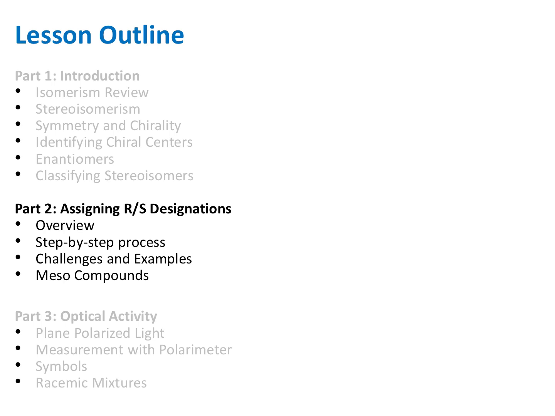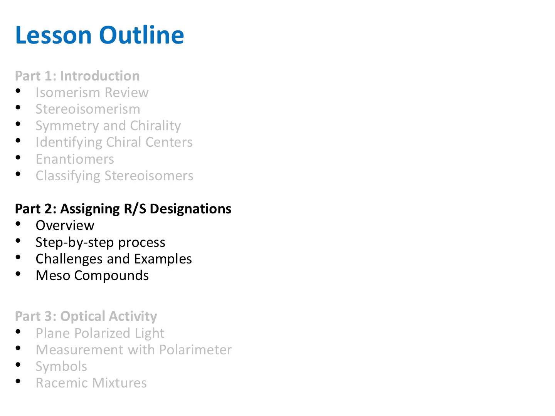We'll start with an overview of the RS designation system, explaining its significance and how it helps us distinguish between different enantiomers. Next, we'll go through a step-by-step process for assigning R and S configurations. This will include identifying the chiral center, prioritizing the groups attached to it, and determining the spatial arrangement. We'll then address challenges and examples to illustrate the application of these rules in various scenarios. This section will help solidify your understanding and provide practical insights into dealing with more complex molecules.